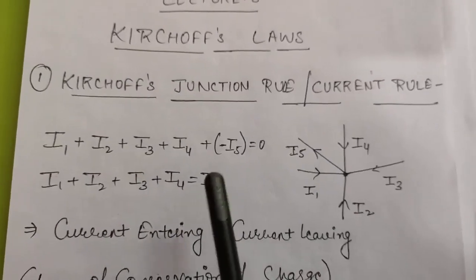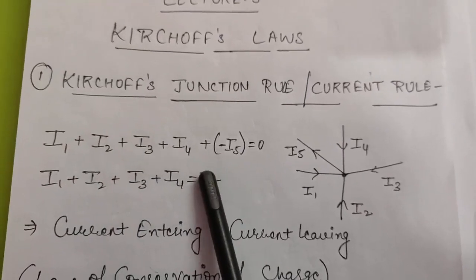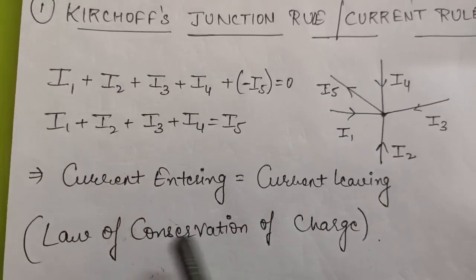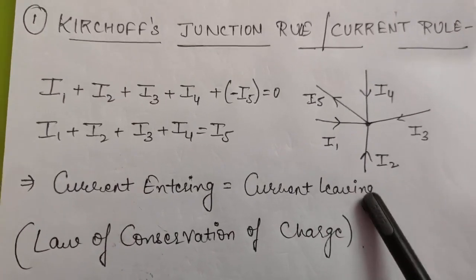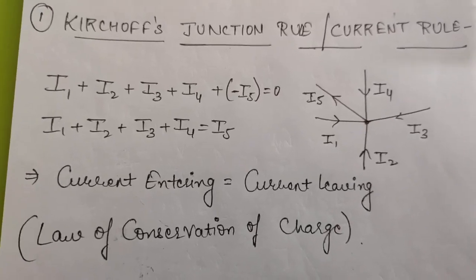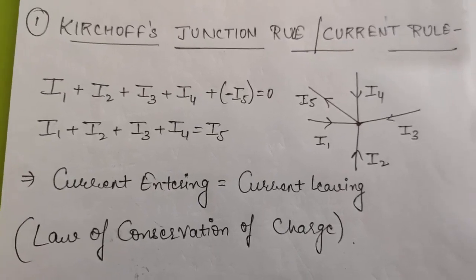So that means total current entering the circuit is equal to the current leaving. This means that the law of conservation of charge is followed, which states that total current entering the circuit will be equal to total current leaving. That means there is no loss. So this is the first Kirchhoff rule.